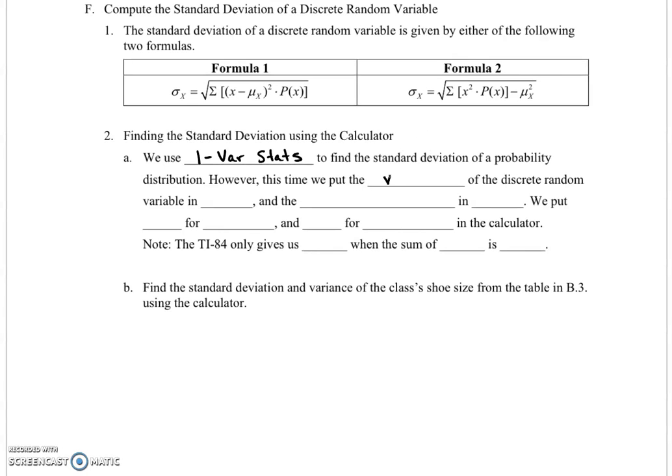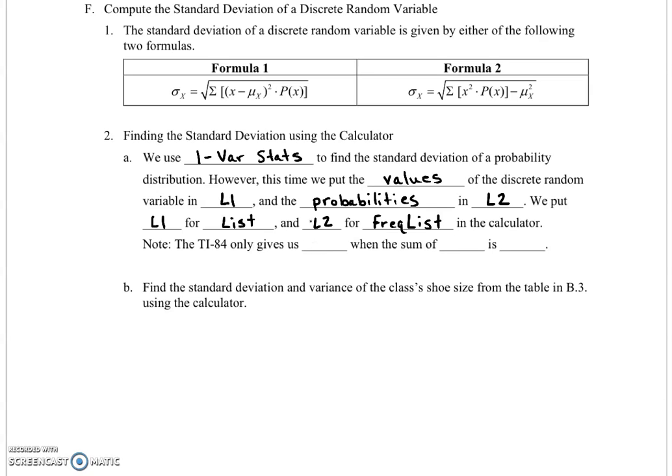Again, we put the values of the discrete random variable in L1 and the probabilities in L2, just like finding the mean that we did a couple videos ago. And we put L1 where it says list in the one-var stats, and we put L2 for the frequency list in the one-var stats.